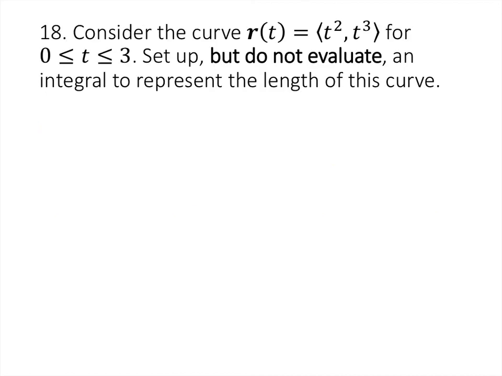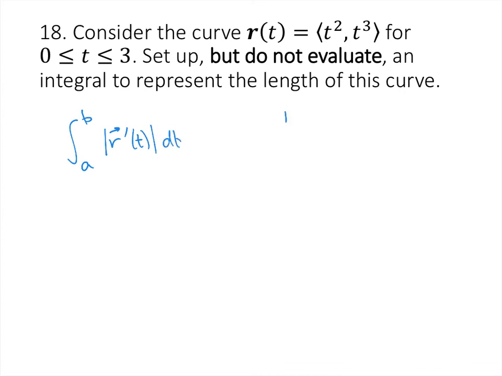Last one here. We've got a curve, again given in vector form, and we want to set up but not evaluate an integral to represent the length of this curve. Again, here we have to remember our formula, which is that the arc length is the integral from a to b of the magnitude of r prime of t with respect to t.